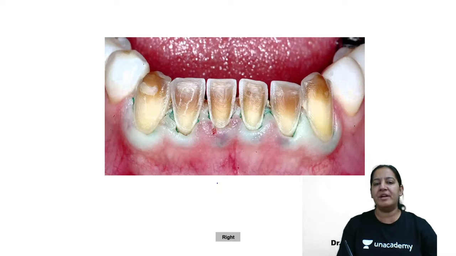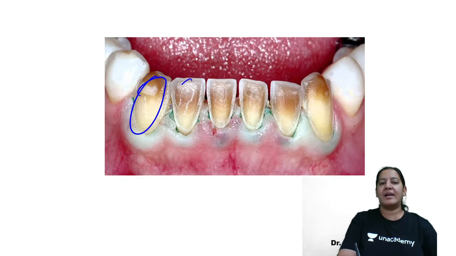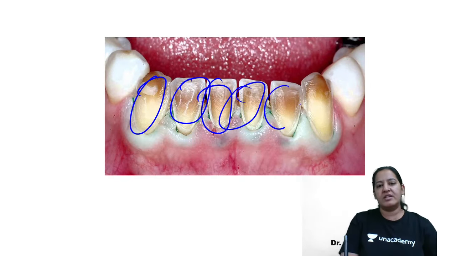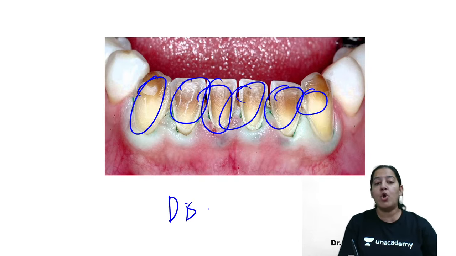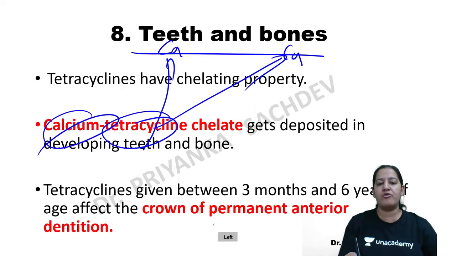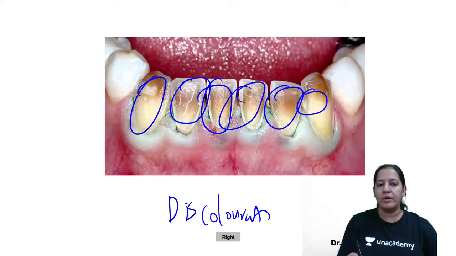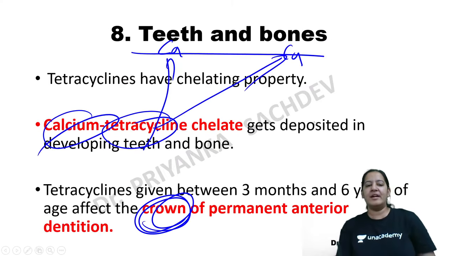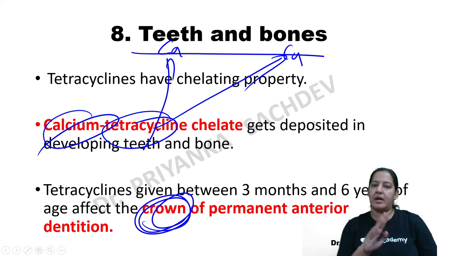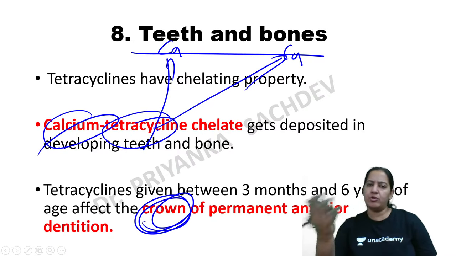So there is a problem in the teeth. Since tetracycline is deposited over the teeth, it causes discoloration of the teeth. So cosmetologically it is not good. Discoloration. That's why it is contraindicated in children. Usually in the crown. Can you see the discoloration is in the crown? So it is contraindicated in children. And one is teratogenic, not written here.